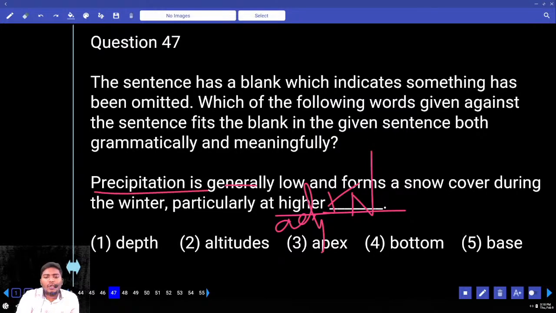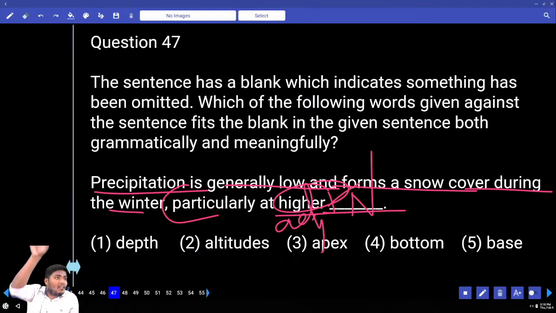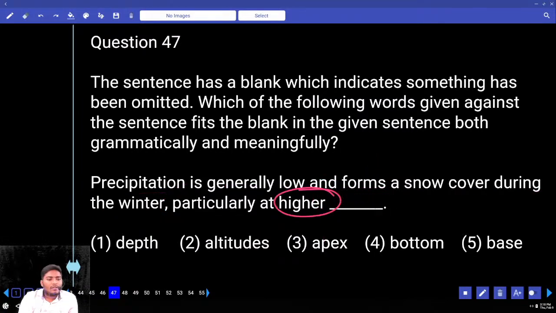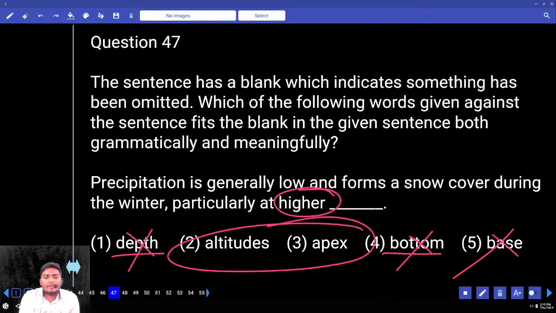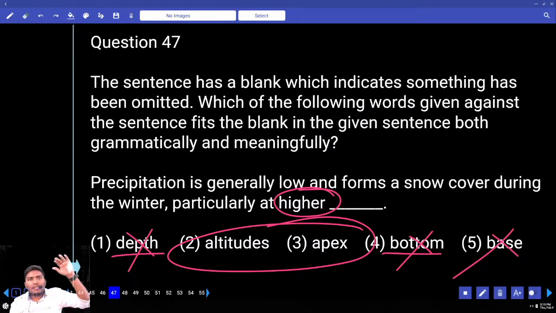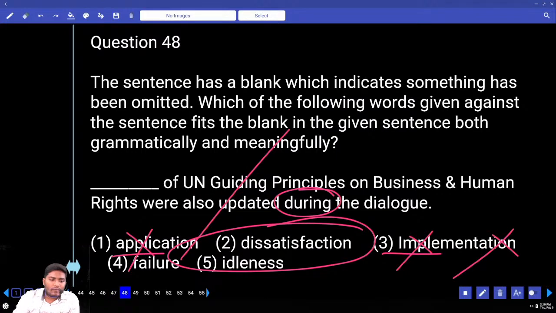Precipitation is generally low and forms a snow cover during the winter, particularly at higher. We are speaking about the higher cases. Now, how many options shall we eliminate based on this word? Depth is higher or lower? Next, what else are there? Bottom, again base. Now, your answer must be altitude or apex. What do you mean by apex? Apex is also the highest point, but we are speaking about weather. Now, can we go with apex or altitudes? Altitudes is suitable. Move to 48.